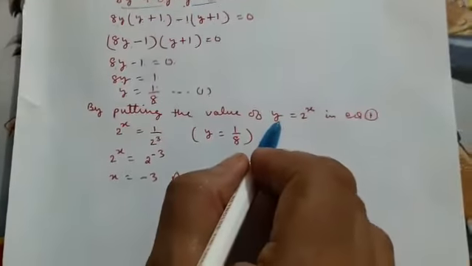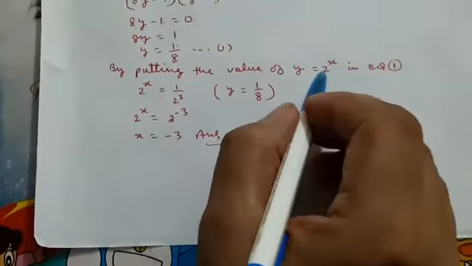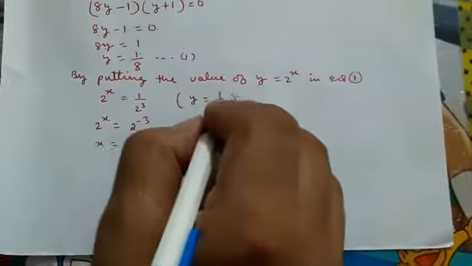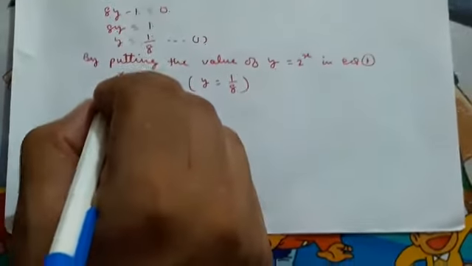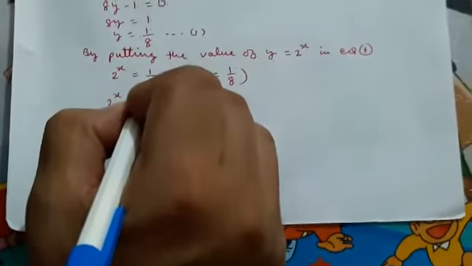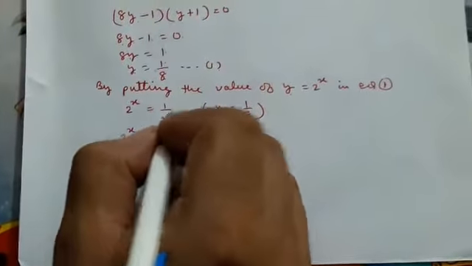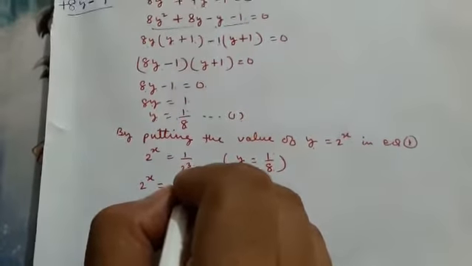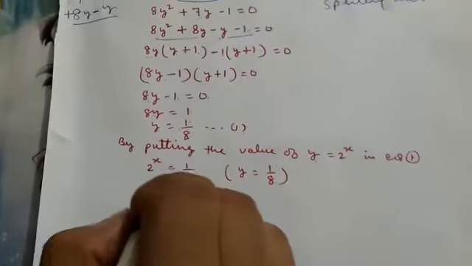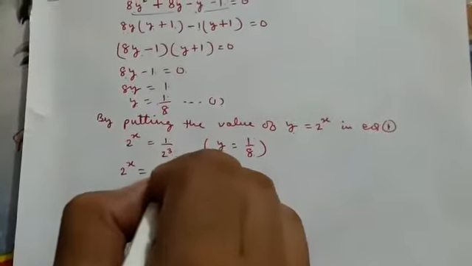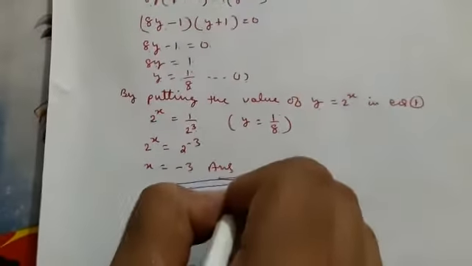Now we put the value of y, which we assumed as 2 power x, in the first equation. So y is equal to 1 by 8, so 2 power x is equal to 1 by 8. In place of 8 we can write 2 power 3. Now we will take the reciprocal, then its power will become negative. 2 power x is equal to 2 power minus 3. Their bases are also the same, so x is equal to minus 3. So this will be our answer.